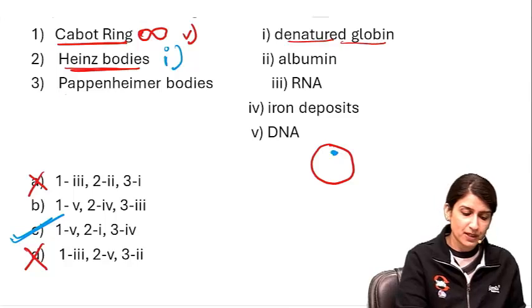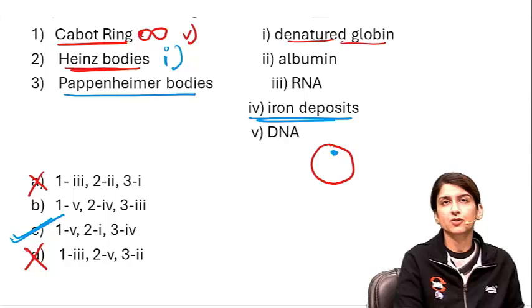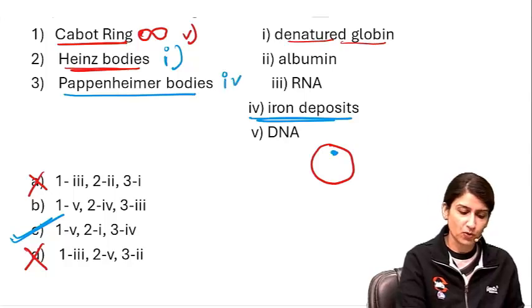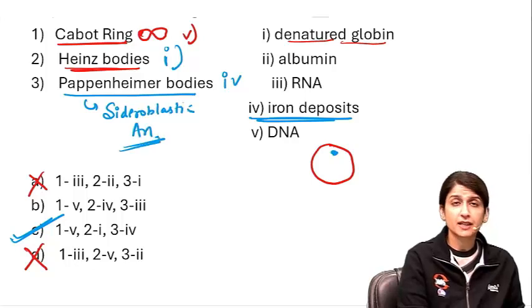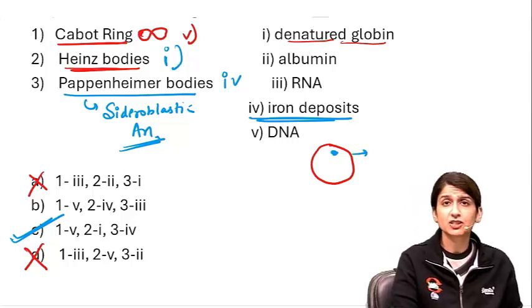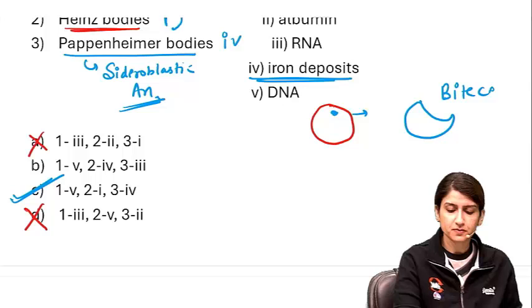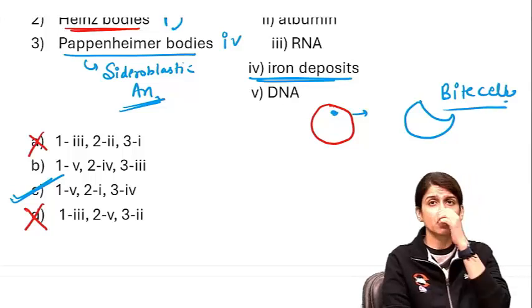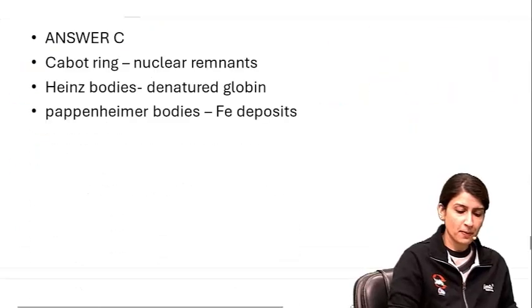What about Pappenheimer bodies? Pappenheimer bodies are the excess iron deposits that you see in the RBC. So this is going to be 4. और Pappenheimer bodies कहाँ मिलती हैं? Sideroblastic anemia में मिलते हैं, right? Heinz bodies कहाँ मिलते हैं? G6PD deficiency. And Heinz body, इसके अलावा G6PD में और क्या मिलता है Heinz body के अलावा? Yes, you also see the bite cells. Apart from that, you also see the bite cells as well. Important findings. ठीक है, चलते हैं आगे.